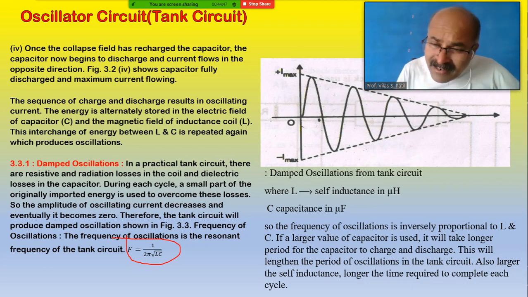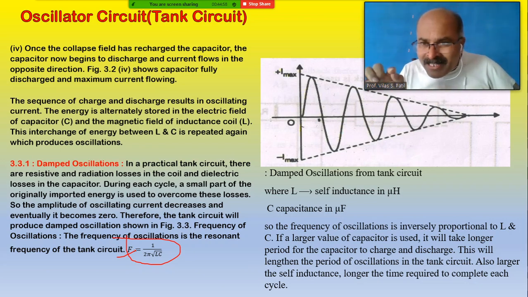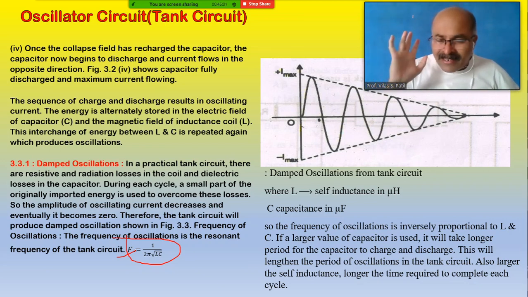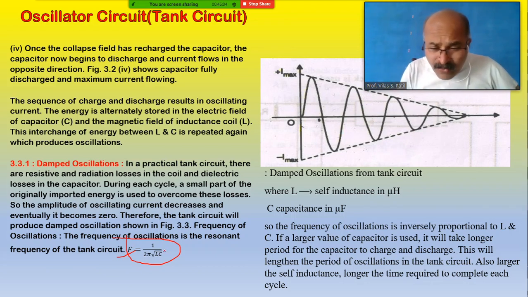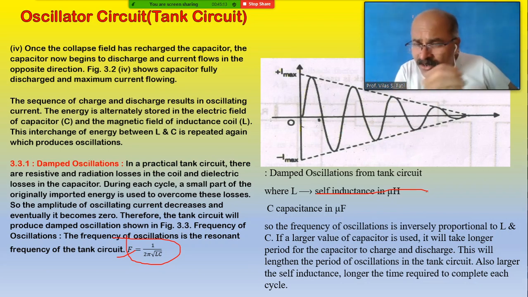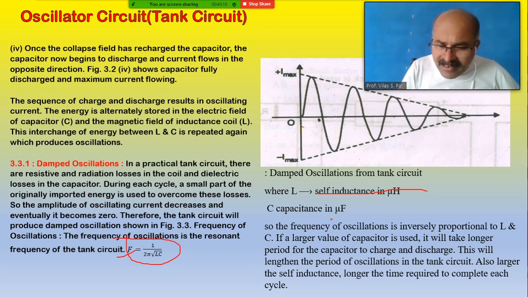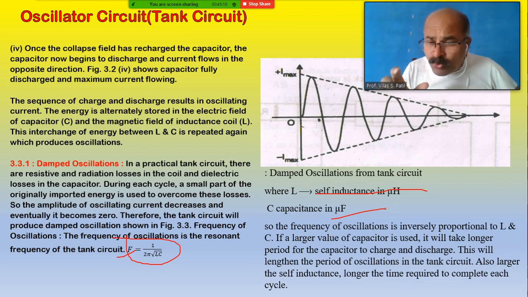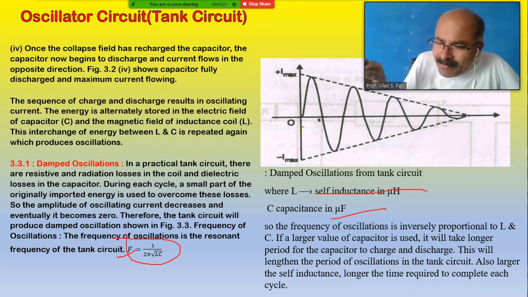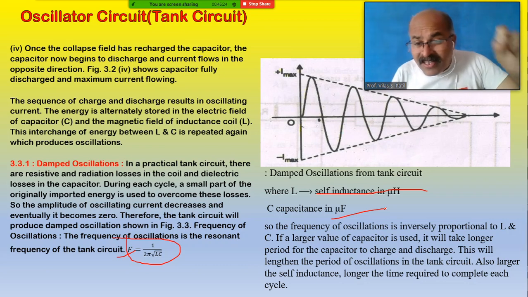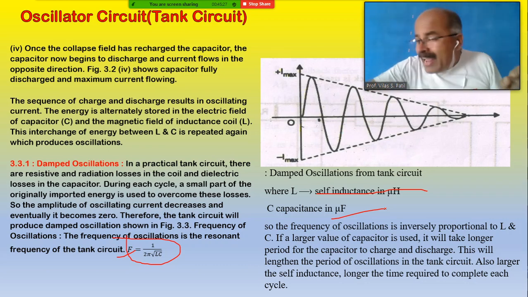L is the magnitude of the inductance, C is the capacitance of the capacitor, and pi is the constant 3.14. And f, the resonant frequency of the tank circuit, depends upon the magnitude of the inductance as well as the capacitor. L is the self inductance, in terms of Henry or microhenry; Henry is the unit of inductance, and Farad is the unit of capacitance. If you change the value of the inductance or the capacitance, the resonant frequency across the tank circuit will change.